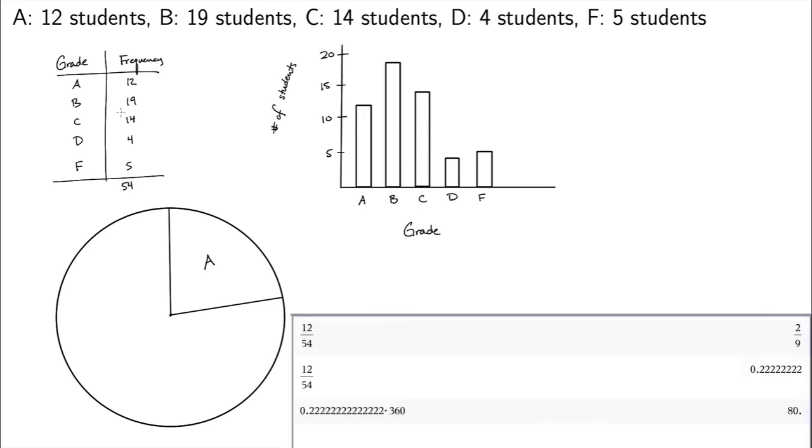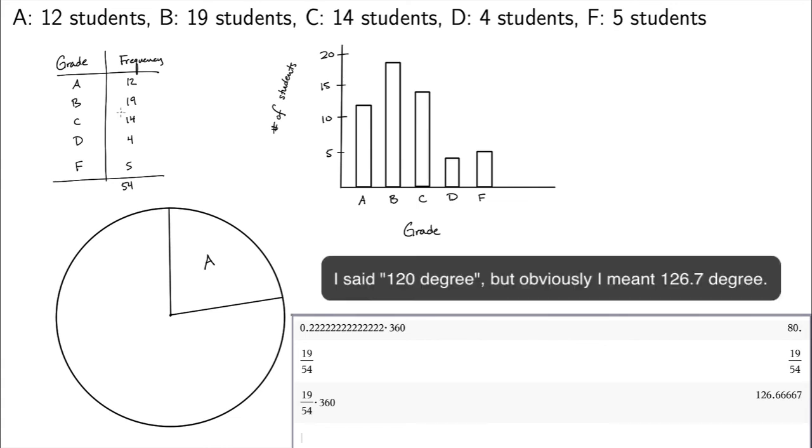Okay, and then we do the same thing for B. So I need to take 19 and say 19 out of 54. Okay, that's the proportion. But I'm going to take that and multiply it by the 360. And I want to make sure that I've got a number that's meaningful to me. So I'll get my decimal there, 126.67. And so I need to create a 120 degree angle.